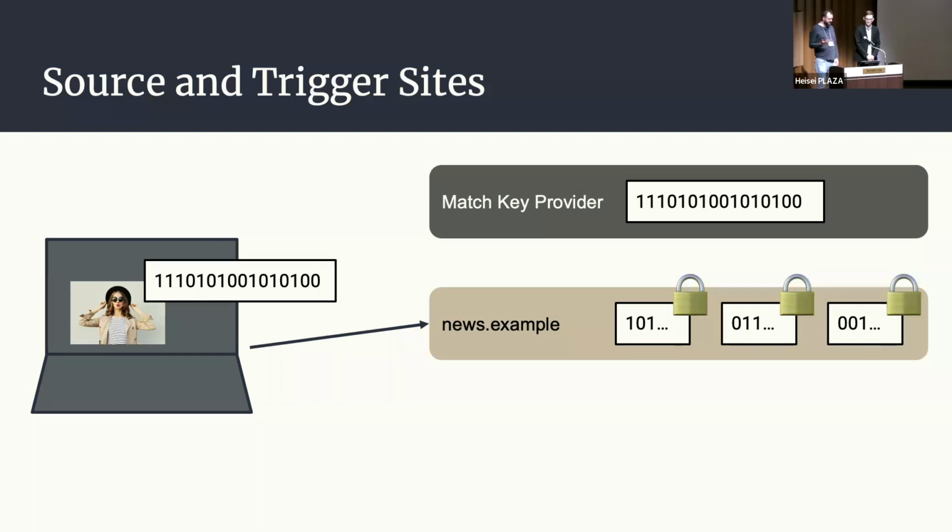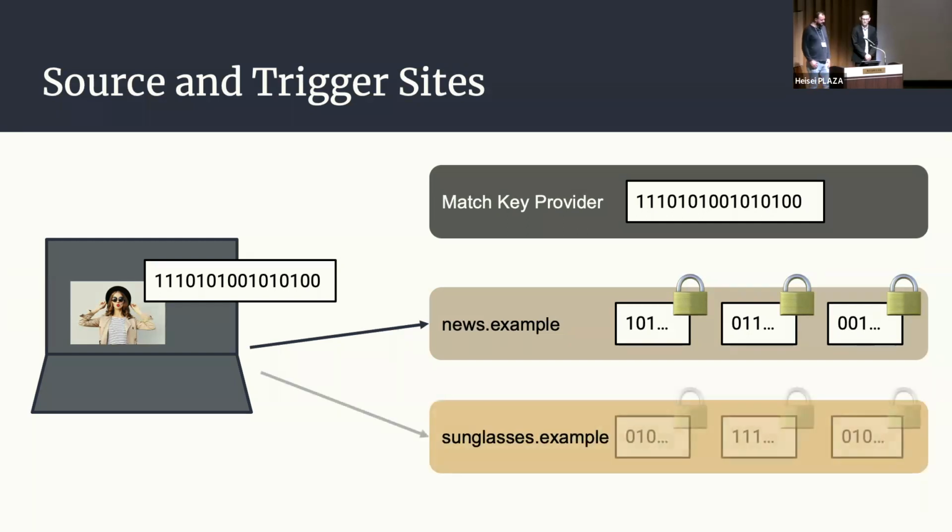We call sites like news.example source sites. At any point, a source site can request an encrypted match key and store it alongside information like the campaign IDs and timestamps of the ads that they showed to that person, including our sunglasses ad. Finally, the person visits sunglasses.example, which we call a trigger site. Again, at any point, the site can request an encrypted match key and store it alongside information about conversions, such as purchase values and timestamps.